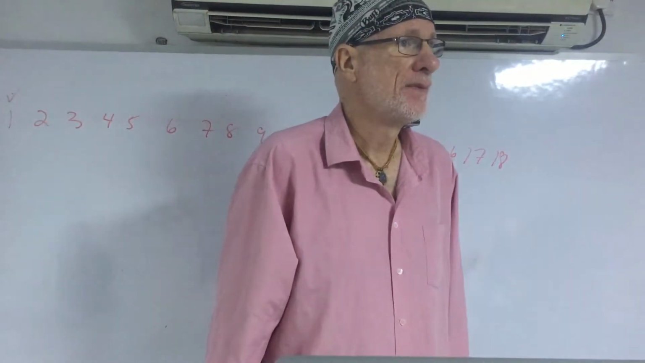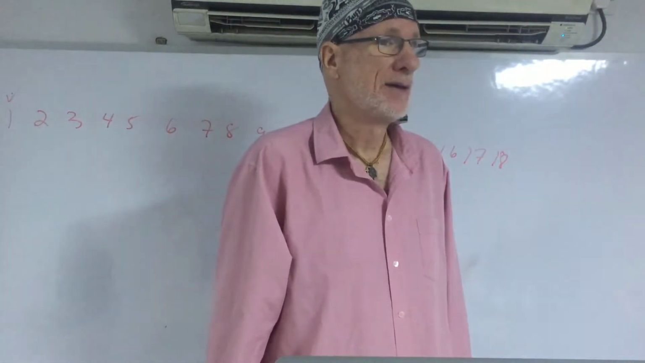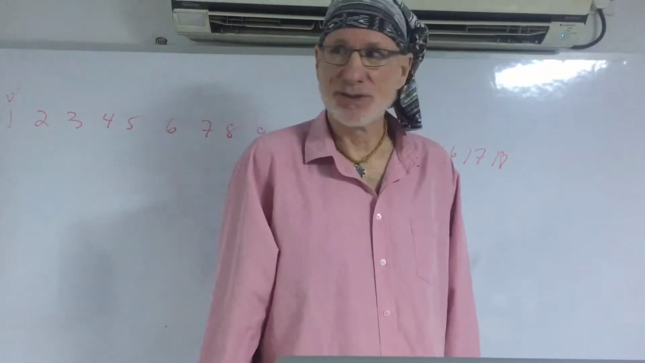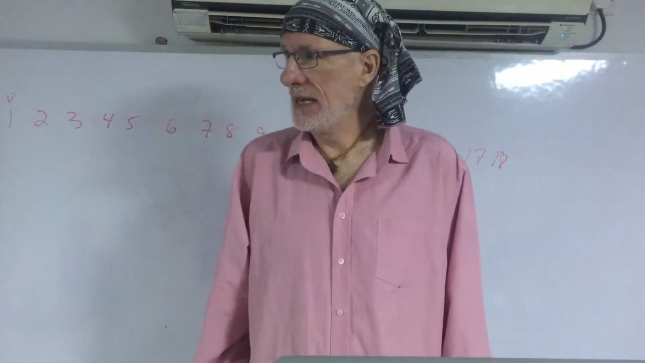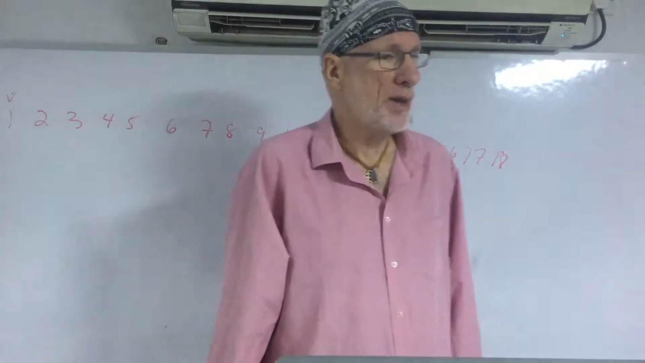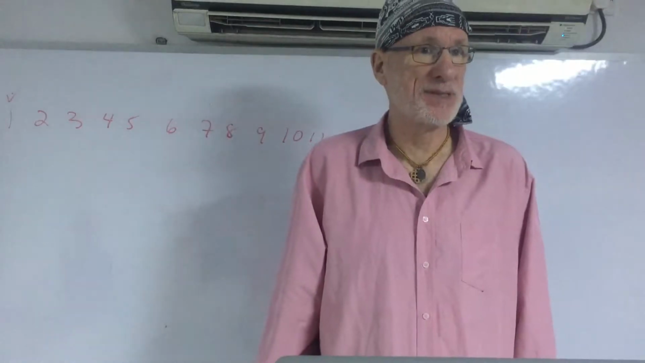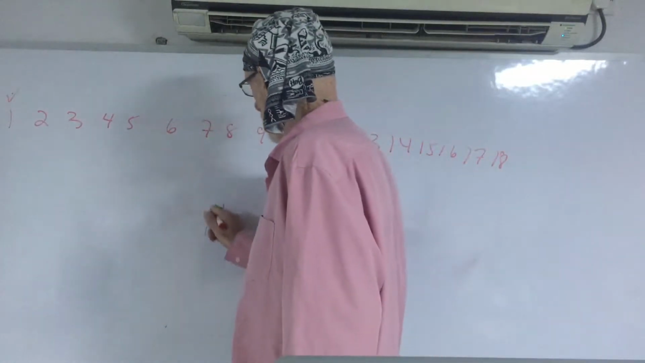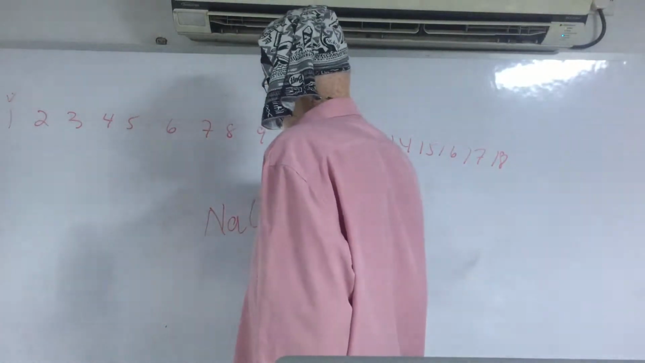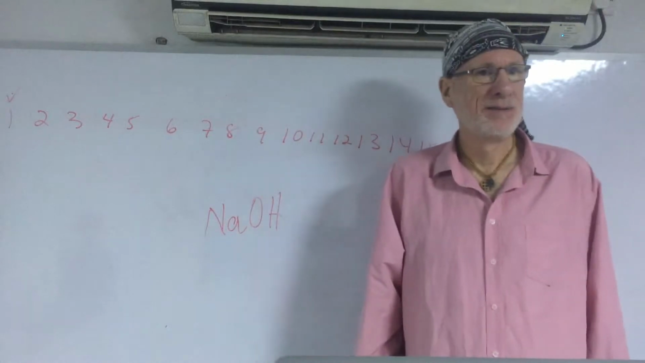What's it called? Alkali metals, right? They're called alkali metals. You get it? And one of the reasons they're alkali metals is they can form alkali substances. For instance, sodium hydroxide. It's a base.